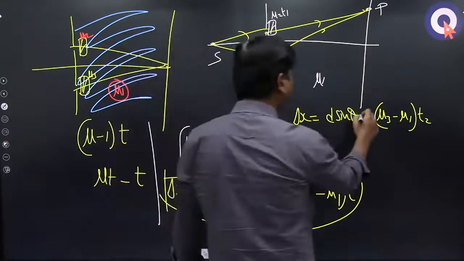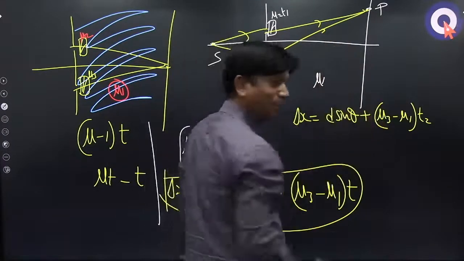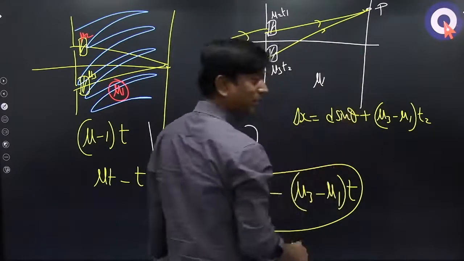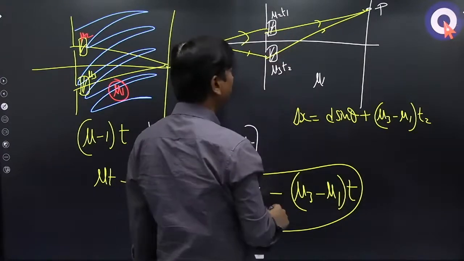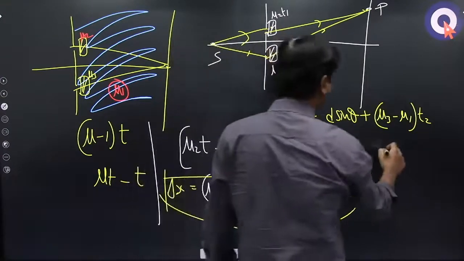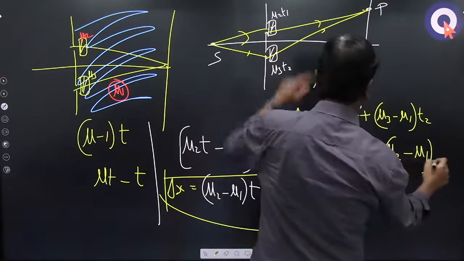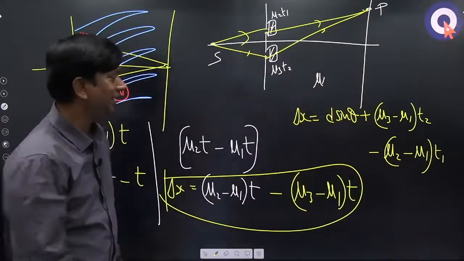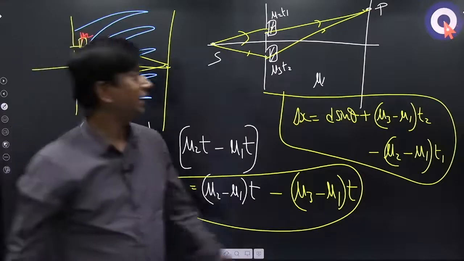This also I'll put plus. Why? Because the lower one is longer, so I am putting a plus sign. This was geometrically, so d sin theta plus this optical term. And this one is longer than this. If you don't take this, that time you will be keeping (mu 2 minus mu 1) into T1, so this you have to keep minus. This is the net path difference, how you should take it at a point P.